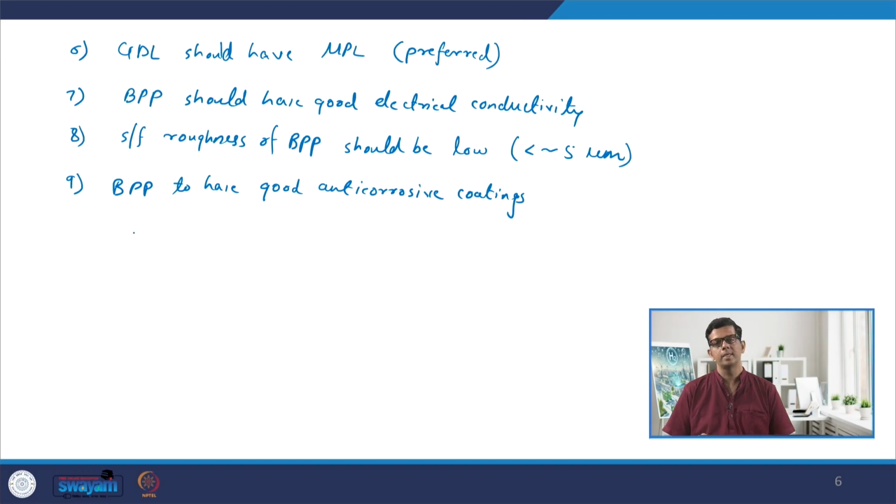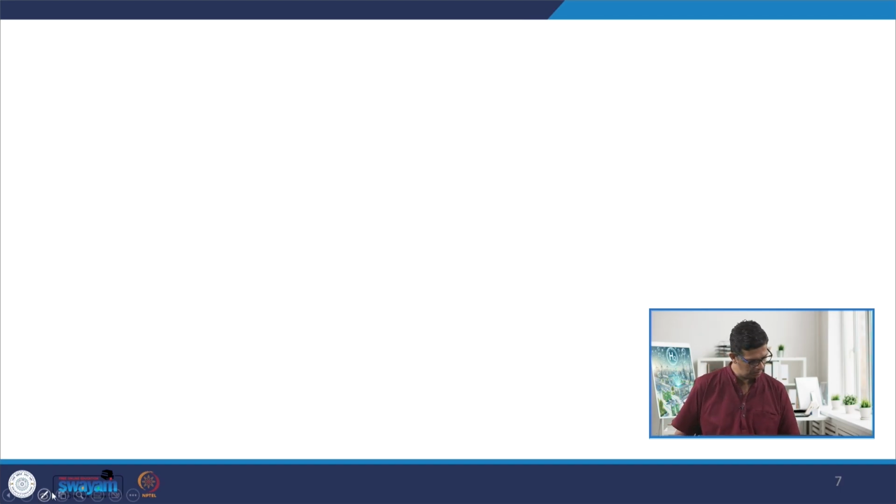So that summarizes the various ways through which we can reduce the ohmic resistance in the fuel cell or in the case of electrolyzers. Let's move on to the other chapter, that is mass transport.